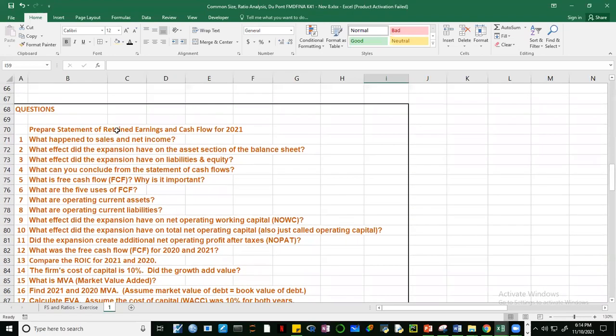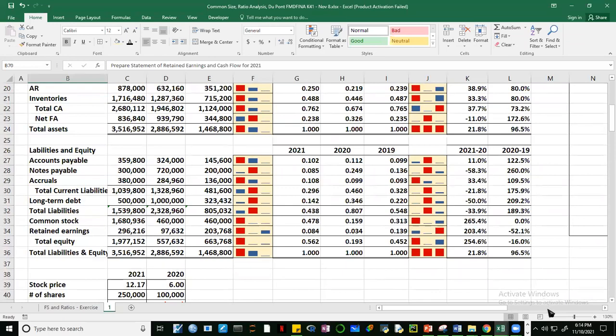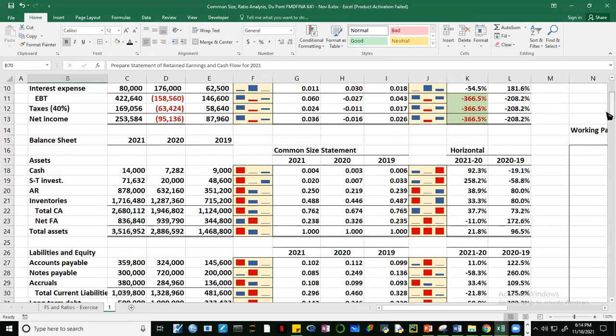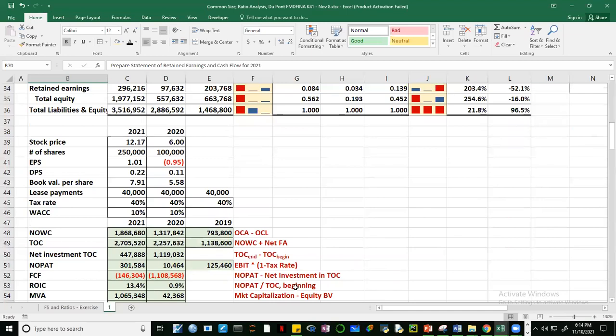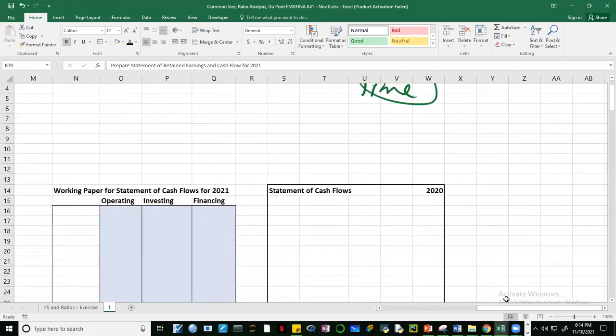We have actually answered this one, guys. But this one, I leave to you to do: the statement of retained earnings and the statement of cash flows. I hope you also practiced on this. The reason why I'm not showing this is because we have already learned how to construct a statement of cash flows, and you can easily construct it already.